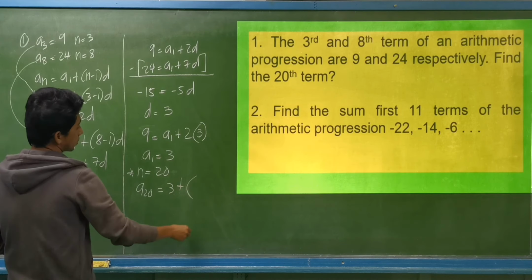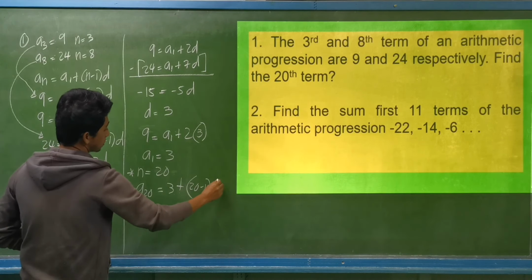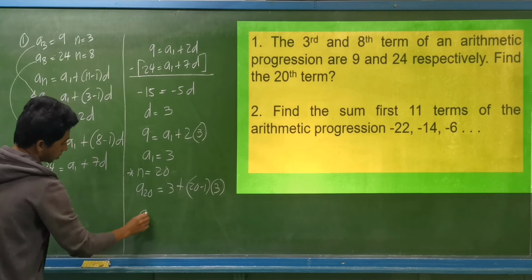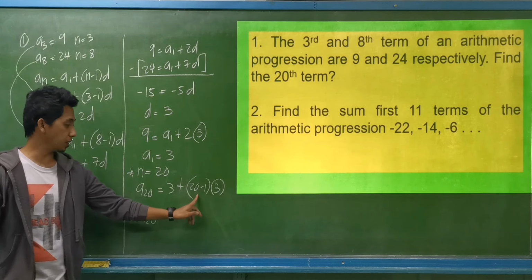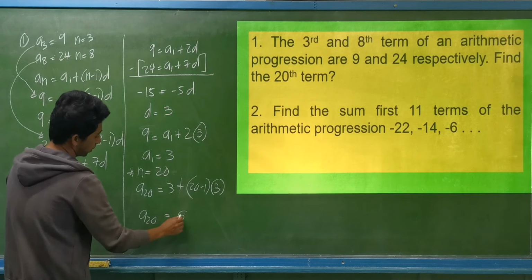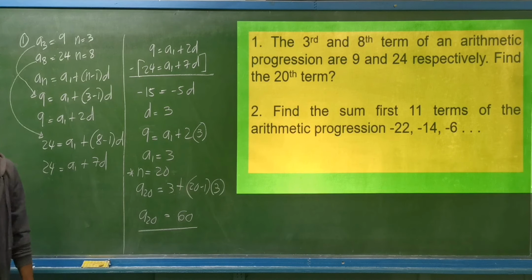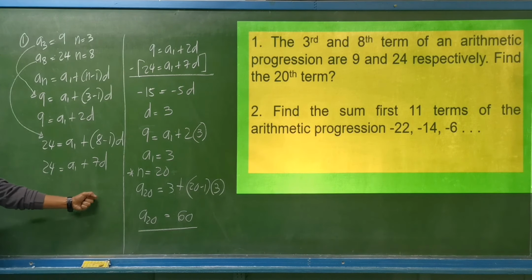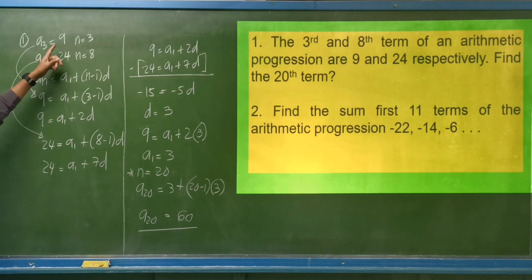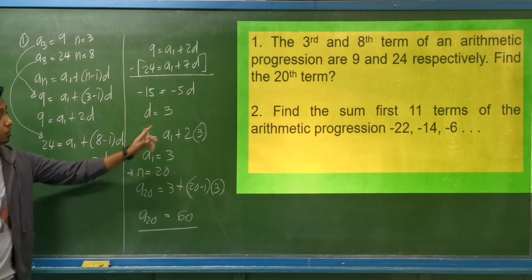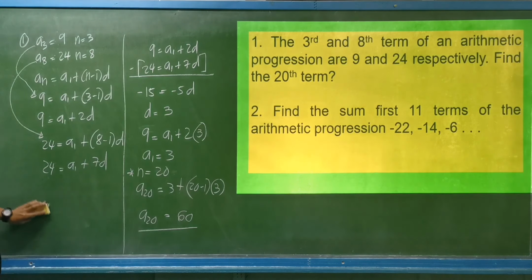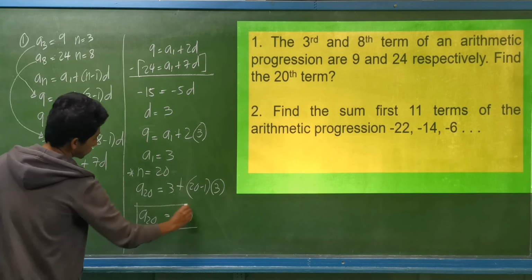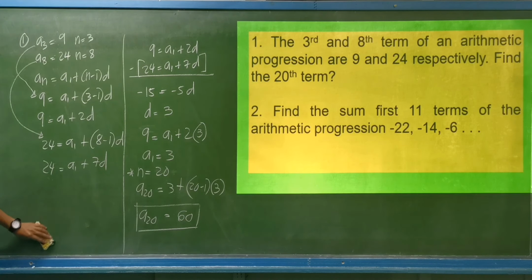Our 20th term is now equal to the first term, 3, plus 20 minus 1 times the common difference, which is 3. So you have the 20th term now equal to 3 plus 3 times 19, which is 57. We have, obviously, I think this is 60. This is an easy problem, supposedly. I think it's obvious since 9 is the third term that our common difference is 3 and our first term is 3. So our answer is 60 for the 20th term.